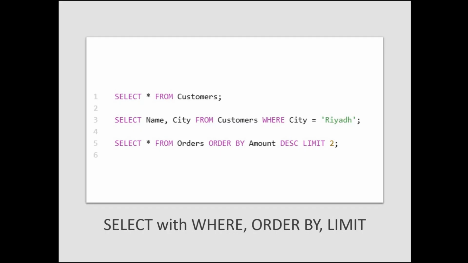Select everything from orders, order by amount descending, and limit 2. So here we use descending. We have ascending and descending to specify how we want the output to be ordered. Limit 2 means we need to show just 2 rows.